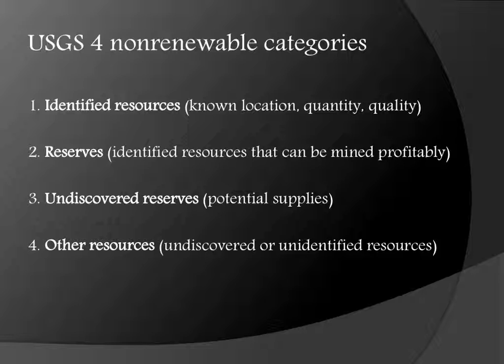First of all, identified resources. We know where they are. We know how much there is there. We kind of know the quality of it. There's reserves. It's there. We are not mining yet, but we know there's reserves there. We know about what the reserves of oil we have in the United States, and coal is in the United States for important commodities. It is profitable to get them. They're easy to get. Undiscovered reserves, there's probably potential supplies out there we don't know about.